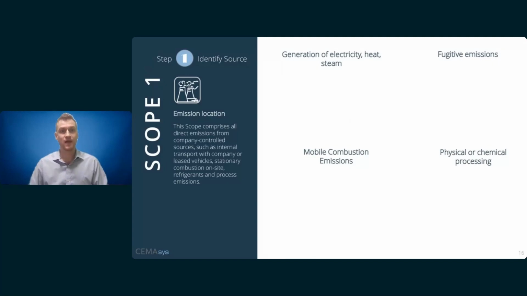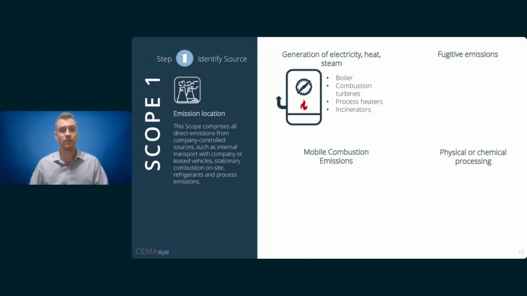Starting with scope 1, as a reminder, these are direct emissions from company-controlled sources. We will go through the categories of emissions under scope 1 and some examples, but know that this is not an exhaustive list, and emission sources will differ based on which are relevant to your business activities.